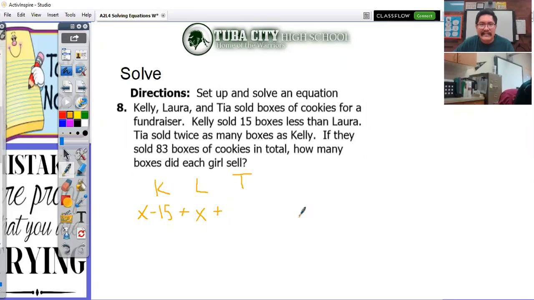And here I have T. So T is, let's see, Tia sold twice as many boxes as Kelly. Now, we don't know what Kelly sold. The only clue we have is Laura minus 15. But we need to double this number somehow. So to double it, we have to use our distributive property. And we have 2x minus 30, because we got to double it.